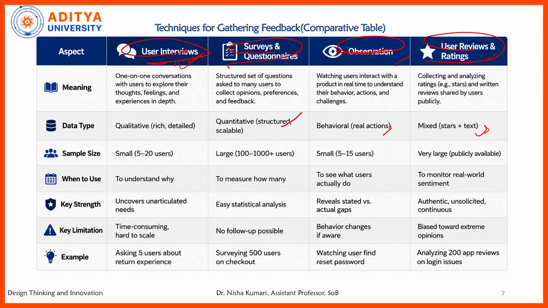Now, when are we going to use these different feedback methods? With user interviews, we understand why the user is behaving in a certain way, what the reason behind that is. With surveys and questionnaires, we try to measure how many users are feeling the same way. With observations, we see what they actually do in place of what they are saying. And with user reviews and ratings, we understand the sentiments of the real world at a larger scale.